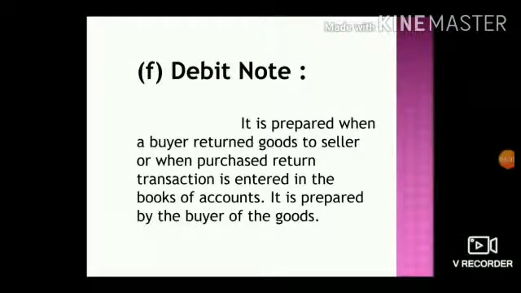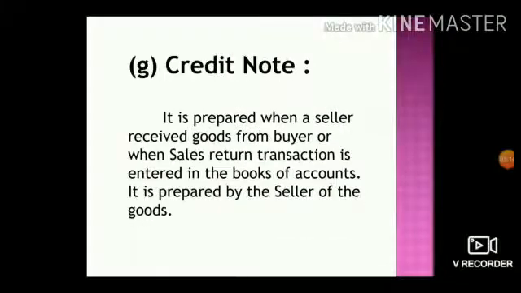Next comes debit note. It is prepared when a buyer returned goods to seller or when purchase return transaction is entered in the books of accounts. It is prepared by the buyer of the goods. Credit note is just the opposite of debit note. It is prepared when a seller received goods from buyer or when sales return transaction is entered in the books of accounts. It is prepared by the seller of the goods.